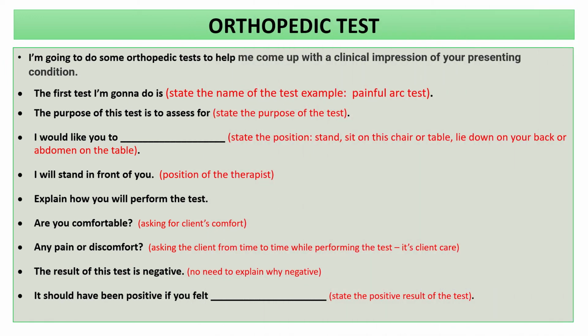I'm going to do some orthopedic tests to help me come up with a clinical impression of your presenting condition. The first test I'm going to do is, state the name of the test, for example, painful arc test. The purpose of this test is to assess for, state the purpose of the test. I would like you to blank, state the position: stand or sit on this chair or table, or lie down on your back or on your abdomen on the table.